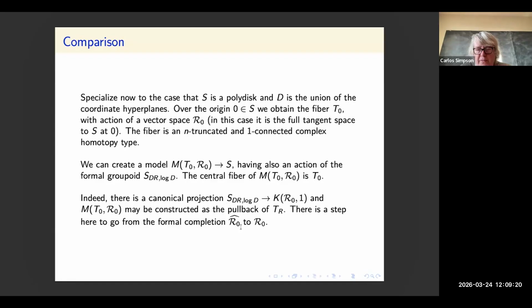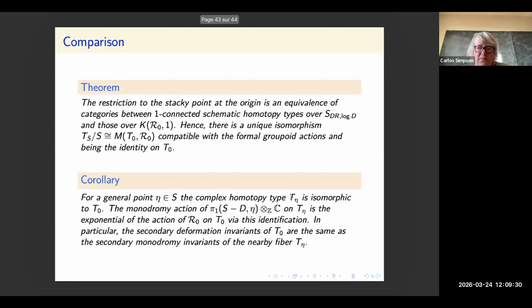There's a step to go from the R0 hat to the R0, especially if you want that model to also work for the Betti homotopy type of the base. Anyway. Then the theorem is that the restriction to the stacky point at the origin is actually an equivalence of categories between connected schematic homotopy types over the logarithmic disk and things over just the stacky point at the origin. In particular, given our model, there's a unique isomorphism between our model and our original family of homotopy types.